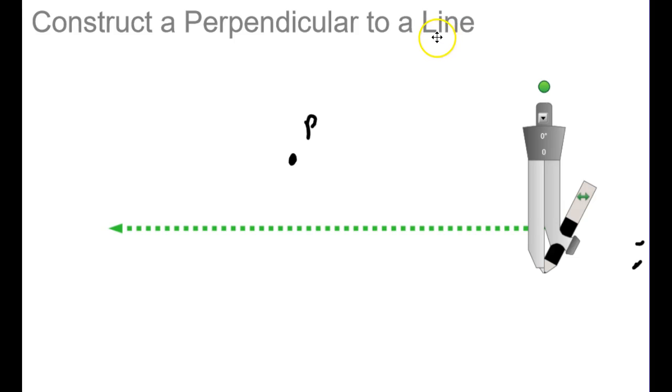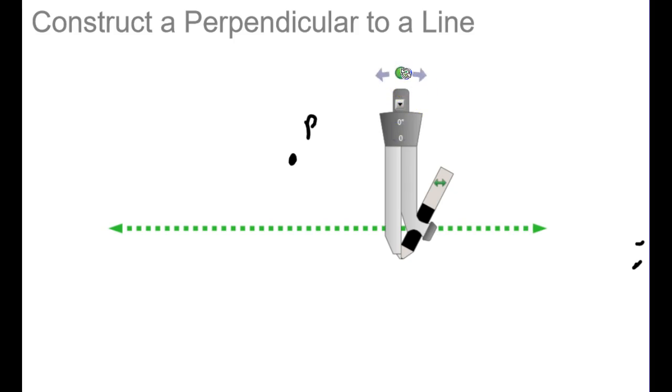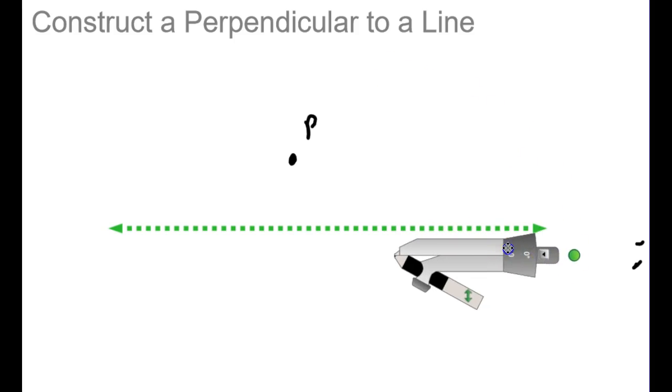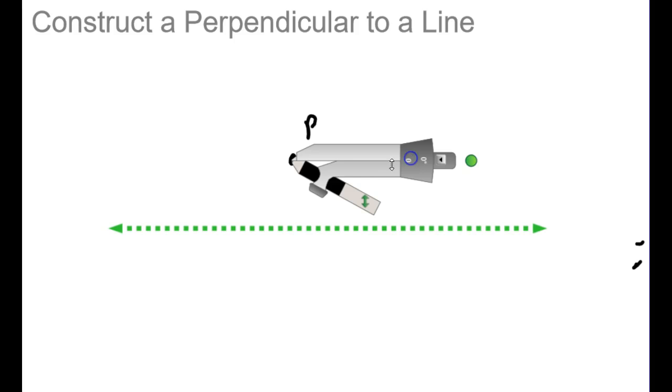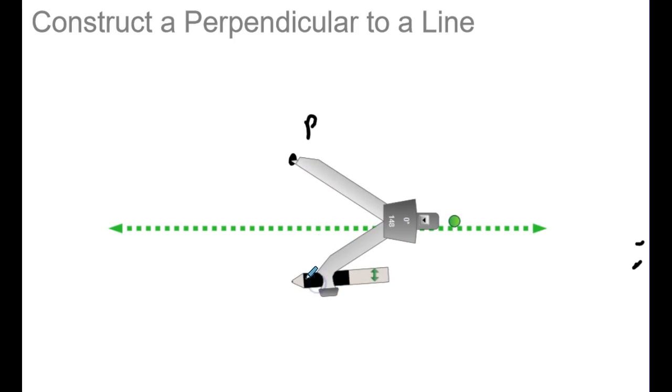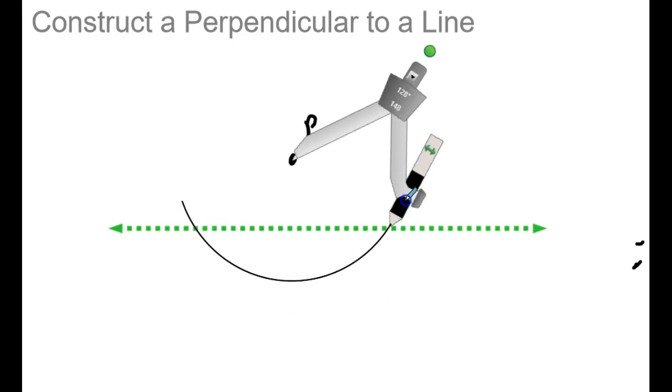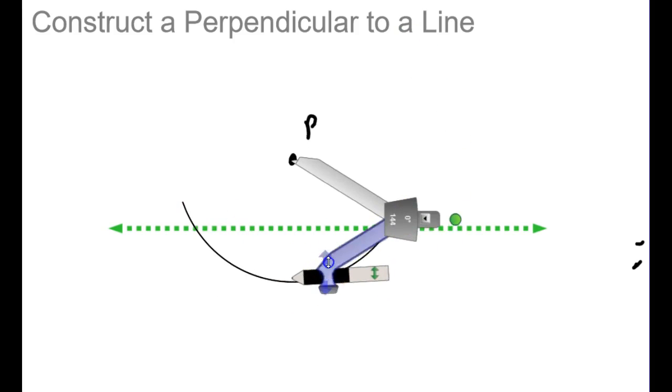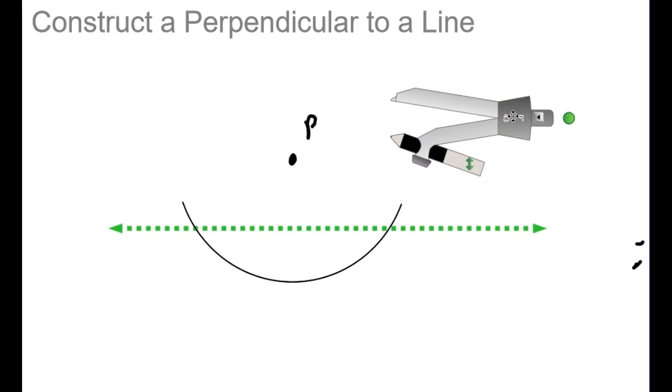The third construction we're going to complete is how to construct a perpendicular to a line. So we have this green line going horizontally, and we're going to draw a perpendicular line that goes through point P. Okay, so we're going to use a compass again. I'm going to take my compass, line it up on point P, and extend it out, and construct this arc going through the line. Now we can label these points. We'll label this intersection A and this intersection point B.